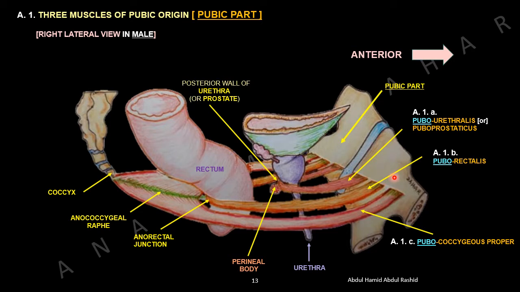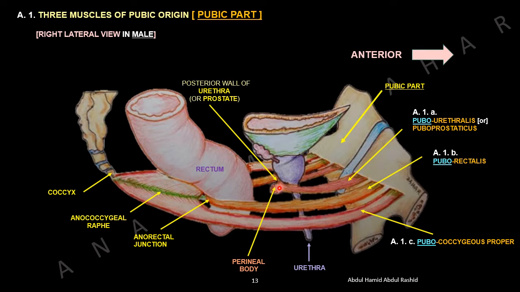The first one, A1A, is puboprostaticus or pubourethralis, which is the medial-most one. The intermediate one is puborectalis, and the outermost one is pubococcygeus proper. Puboprostaticus, coming from the back of the pubic bones, goes backwards, goes around the back of the prostate or urethra, where it will meet the opposite fibers, and they insert to the perineal body.